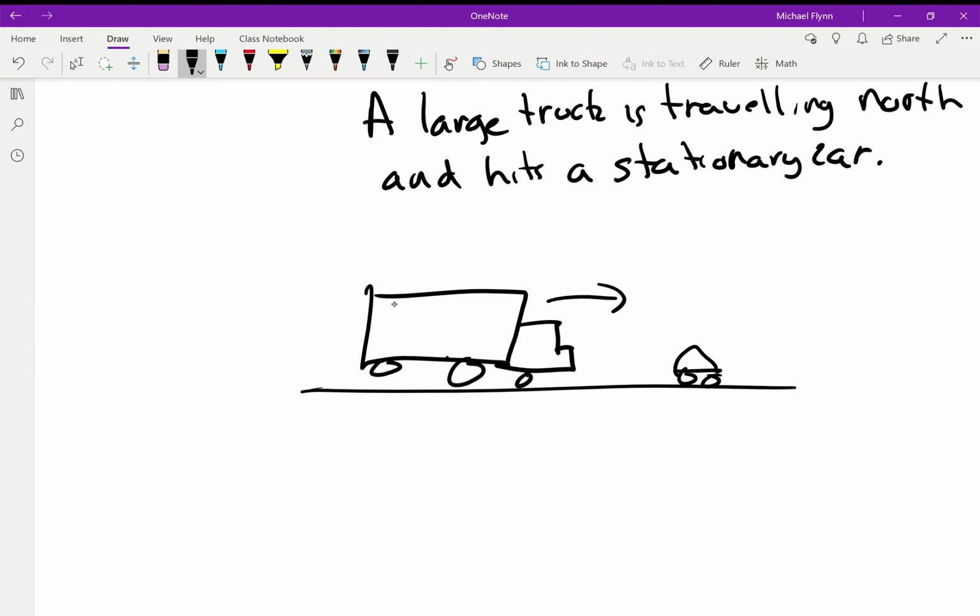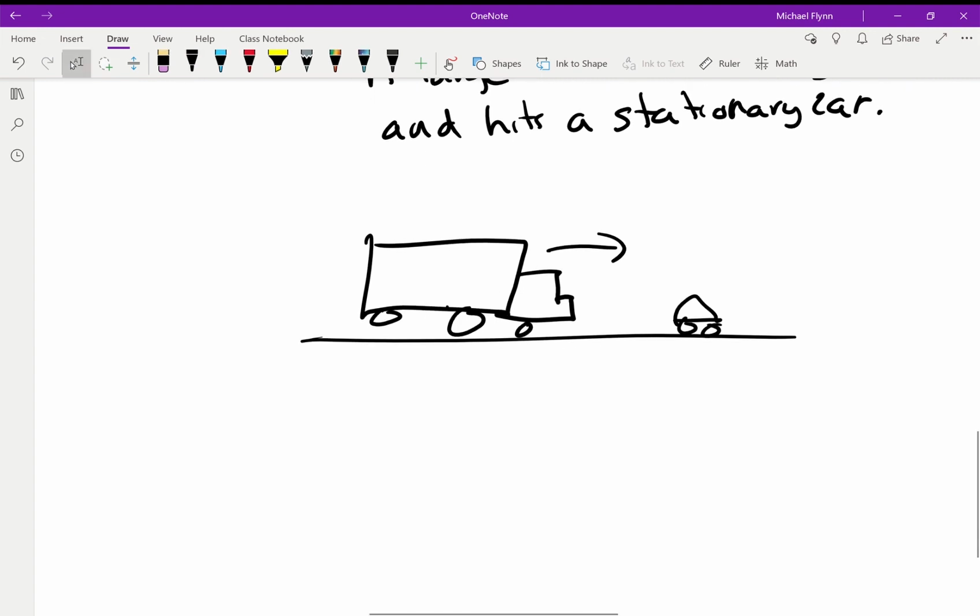Now this car could have a mass of, let's say, 1,000 or 500 kilograms. The truck could be 10,000 kilograms, or many times more massive, okay? So you get this question: what's true about the force of the truck on the car compared to the force of the car back on the truck? So what does Newton's third law tell us?